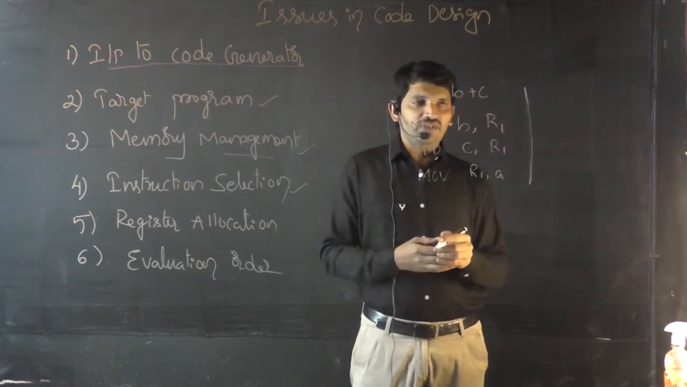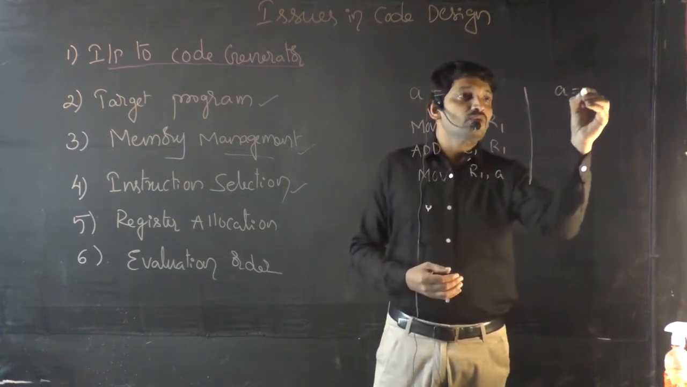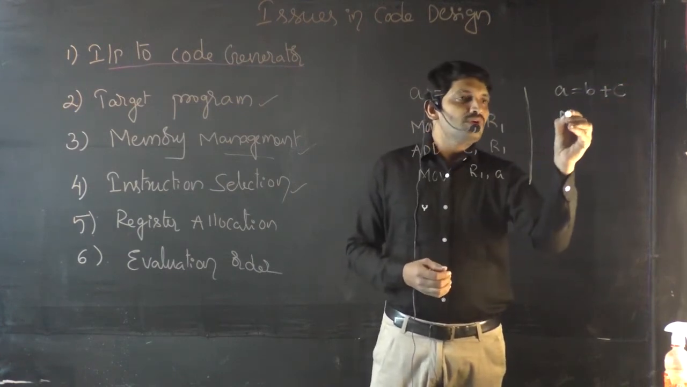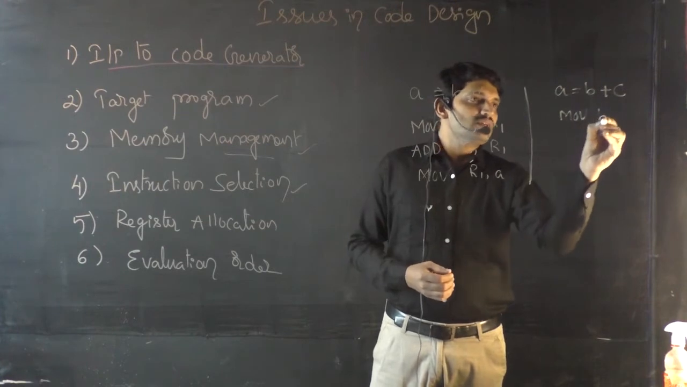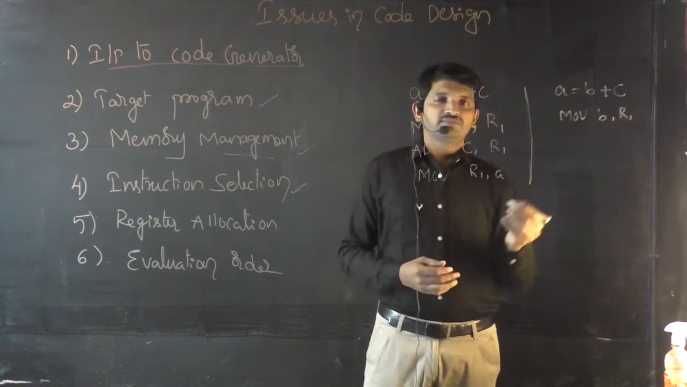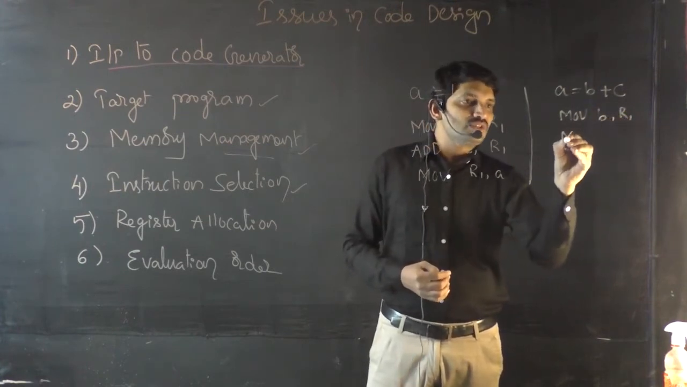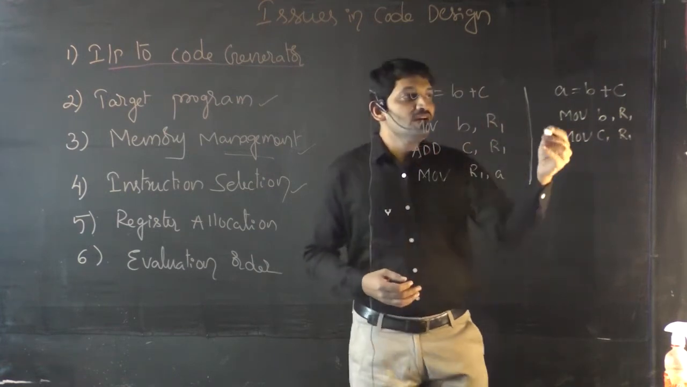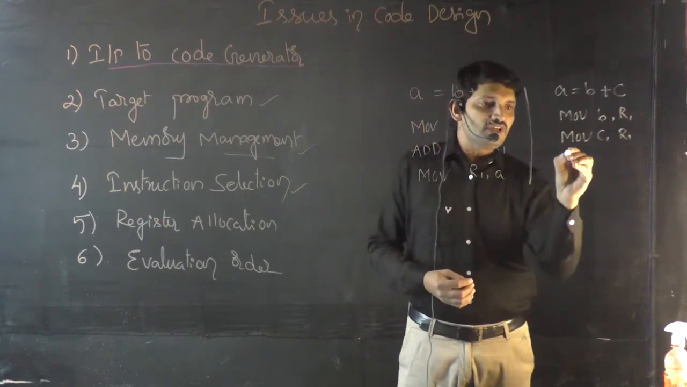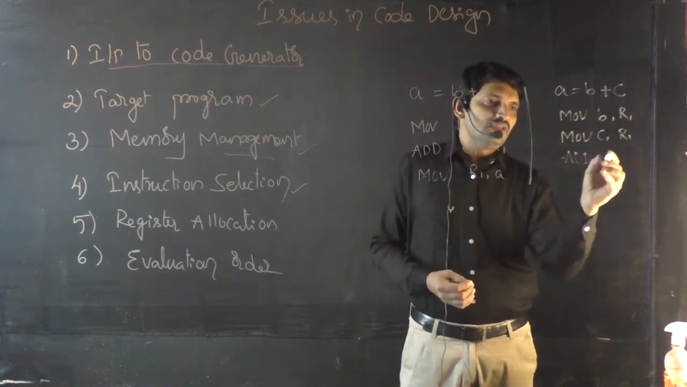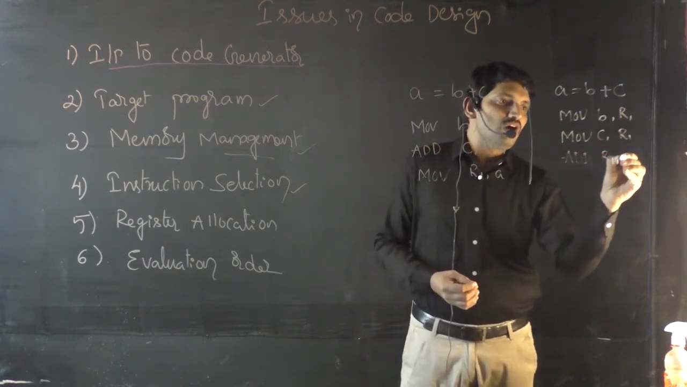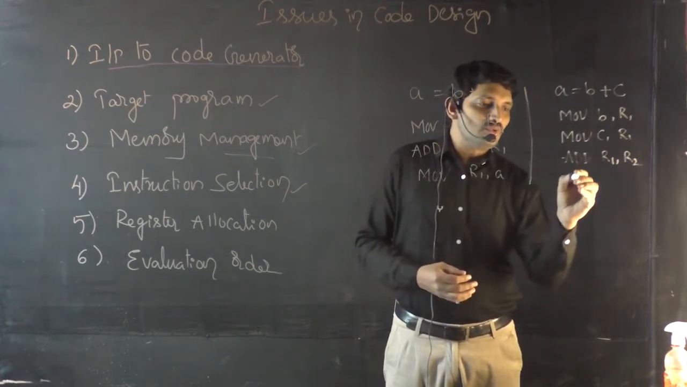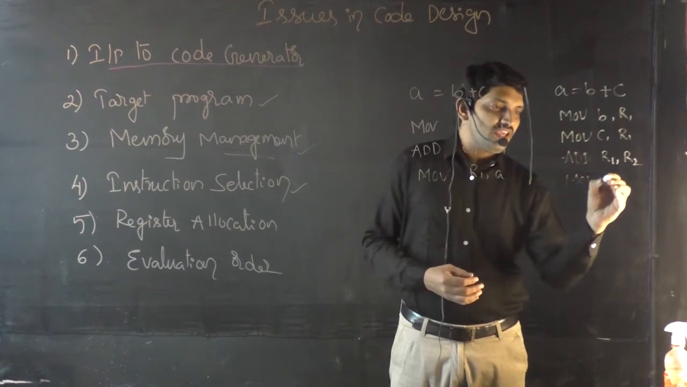Now come to the second one. For the same instruction, A equal to B plus C, first move B to some R1, next move C to some R2, then we perform the addition operation. So addition of R1 comma R2 or R2 comma R1. Then I move this result to A.